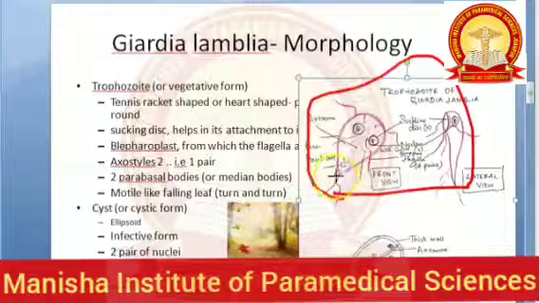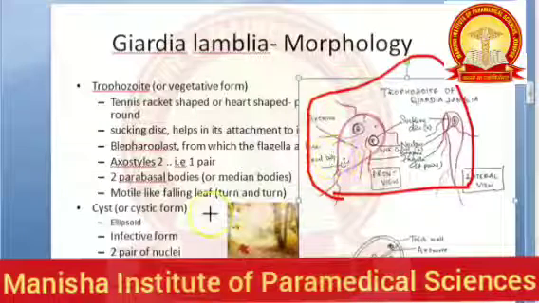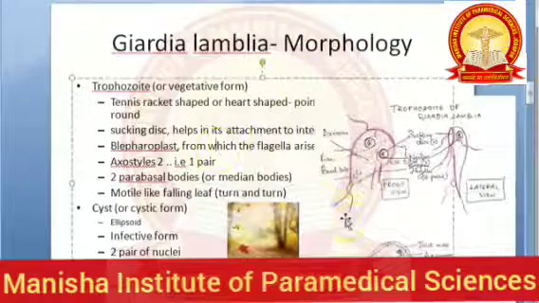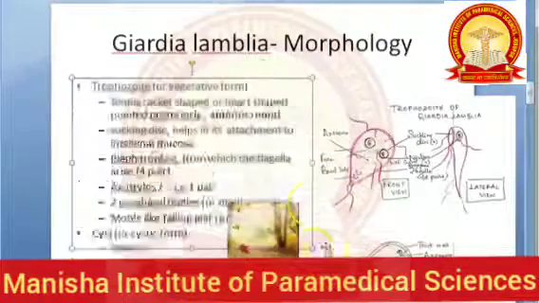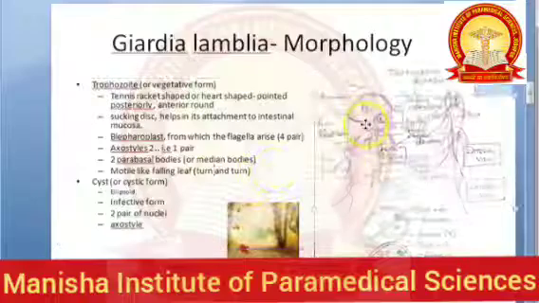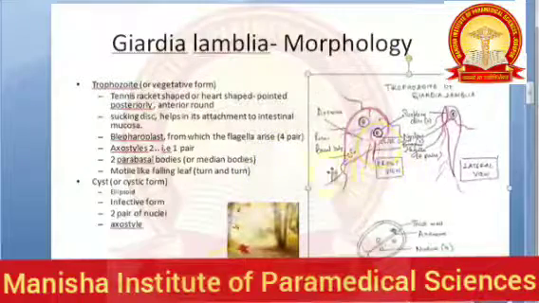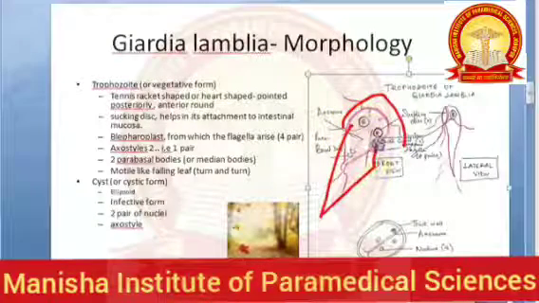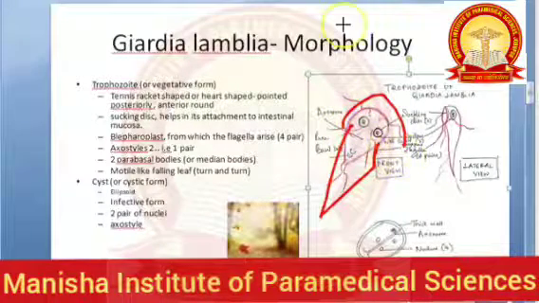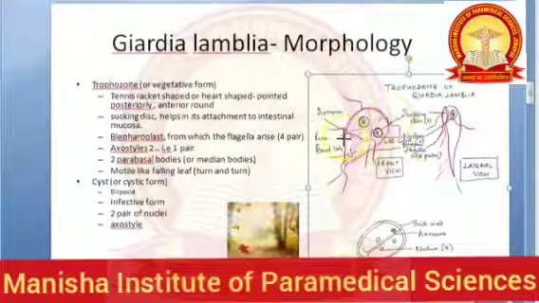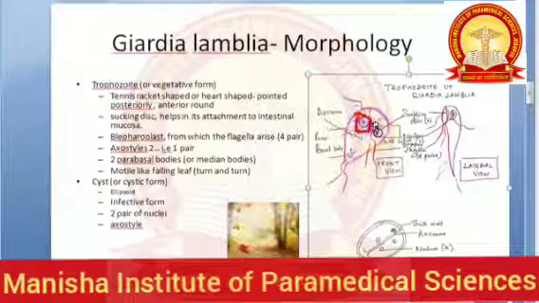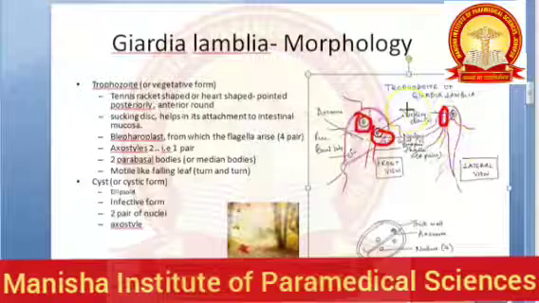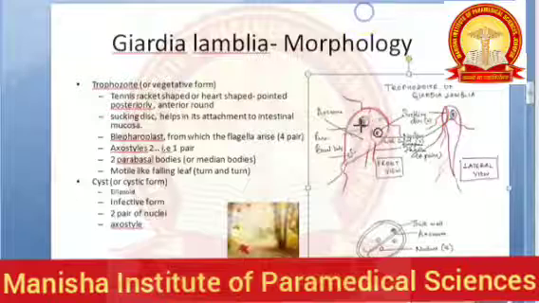It is tennis racket shaped or heart shaped. Some people say pear shaped. There are so many shapes people describe for this. Anteriorly it is round and posteriorly it is pointed, so it is a tennis racket shape. It has a suckling disc. You can see these are the suckling discs, by which it attaches to the intestinal mucosa.